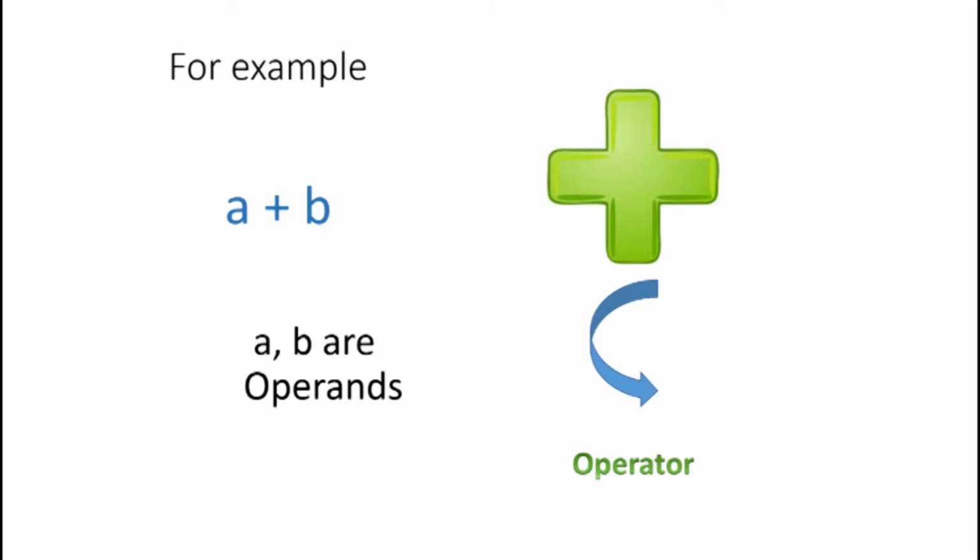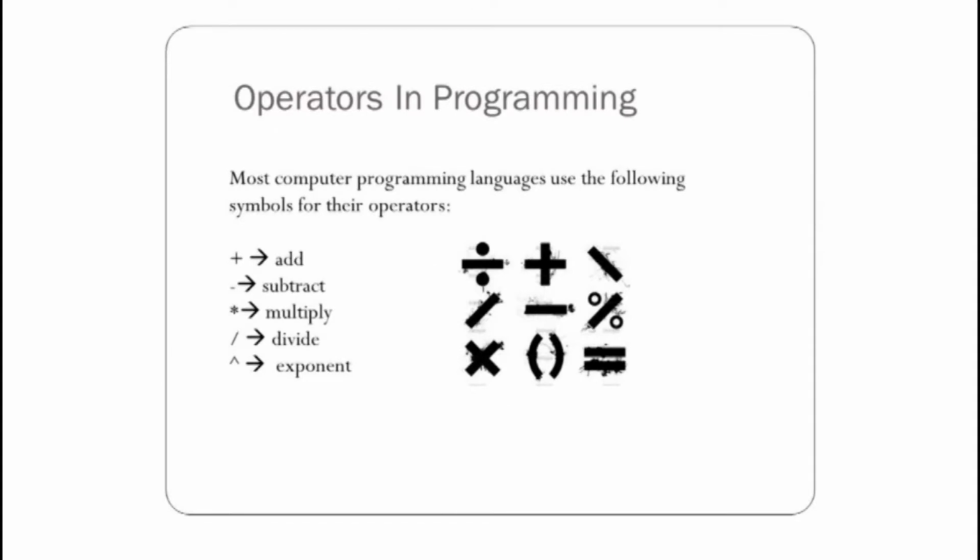Now, first come to the operators. By definition, an operator in a programming language is a symbol that tells the compiler or interpreter to perform a specific mathematical, relational, or logical operation and produce a final result as an output. Every programming language has a set of operators and symbols which may differ from language to language. But common symbols for most programming languages are add, subtract, multiply, divide. These symbols and operators are used for every programming language.